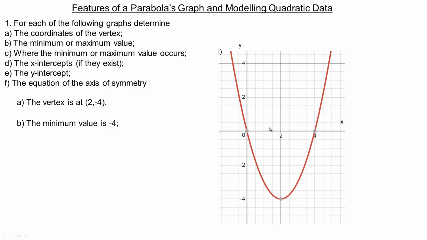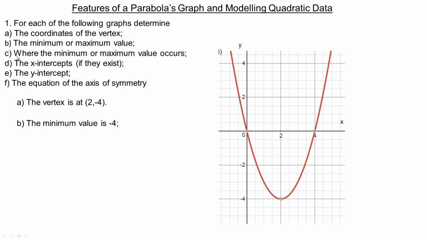The minimum value is the y-coordinate of the vertex. We think of the y value as how high or low the graph is. So what this minimum value of negative 4 means is that's the lowest of any of the y values for any point in this graph. So we say the minimum value of this quadratic relation is negative 4.